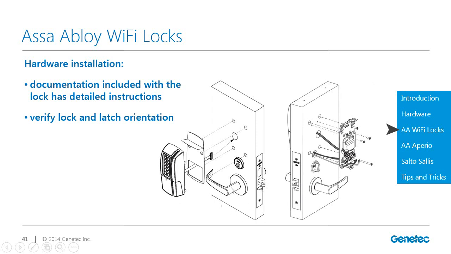These are actual diagrams that are taken from the Assa Abloy documentation. So they are very detailed. As you can see, you just need to connect the cables on each side, secure the loose wires, and pretty much you're good to go. So the guide that you get with the lock should give you all the hardware information that you need for the actual physical installation.